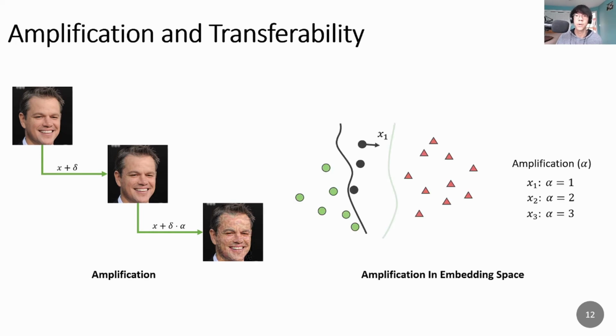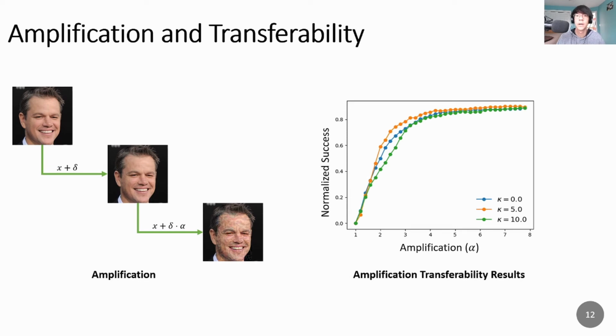Here you can see how amplification can push adversarial examples across a decision boundary that we do not have access to. This is denoted by the white line in the figure. And as you can see, larger amplification factors result in more transferable attacks. To empirically validate our intuition, we ran an experiment with two FaceNet models trained on different datasets to see how amplification affects transferability success. The trends follow our intuition. Greater amplification improves transferability, which is on the y-axis.